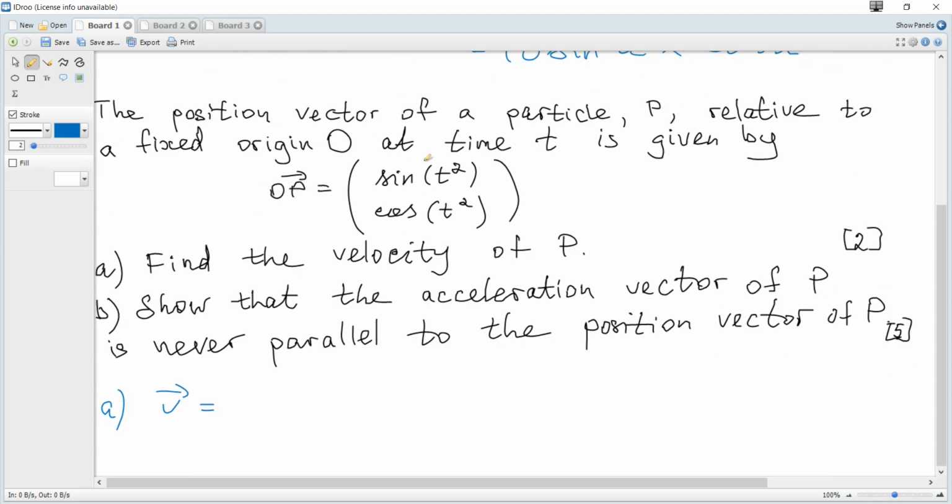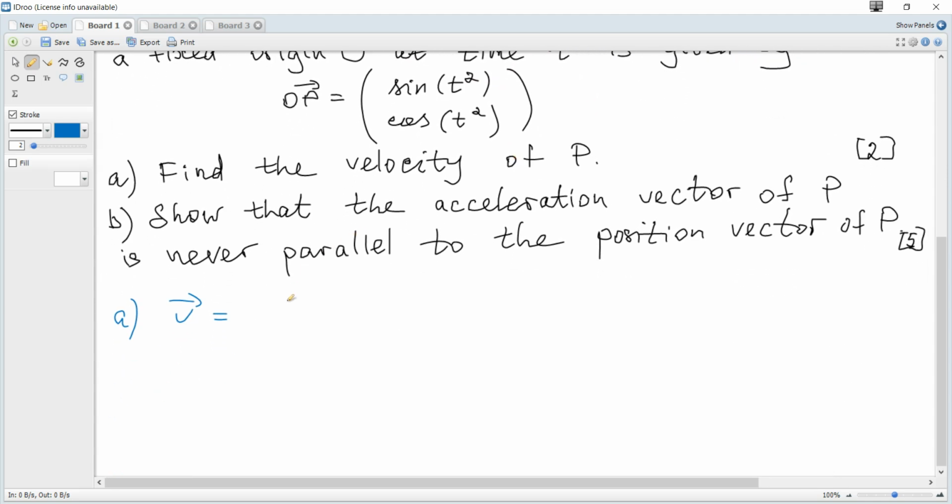Here we can see that there is no power but a more complicated argument, so it becomes cosine of t squared, the sine derivative, multiplied by the t squared derivative, which is just 2t. That's the x component, and the y component becomes what? The same, but the cosine derivative is negative sine multiplied by the t squared derivative, which is 2t, so it's negative 2t sine of t squared, and that's the required velocity vector.